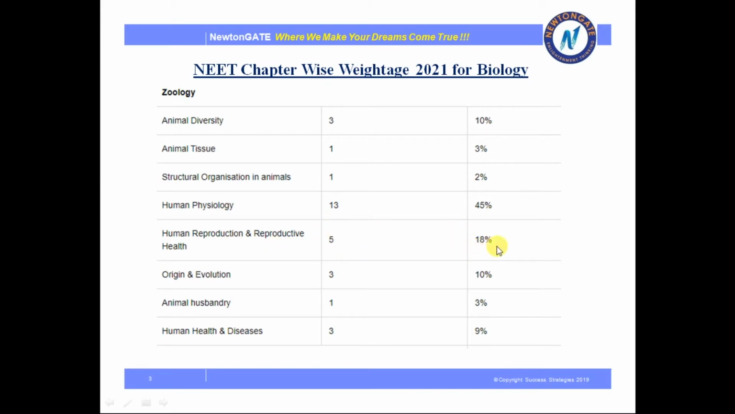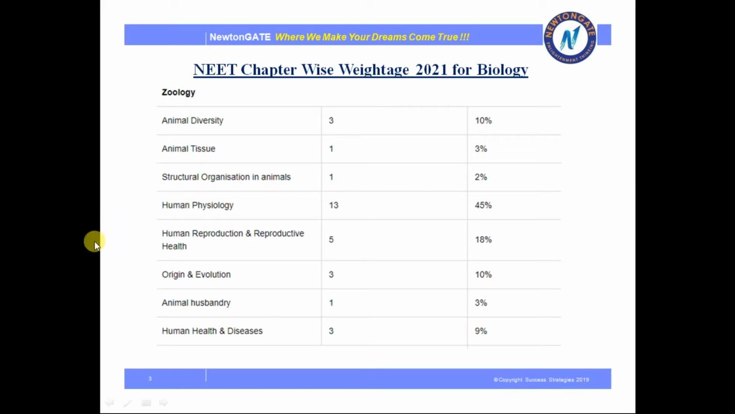weightage 18%. Origin and evolution: questions asked 3, weightage 10%. Animal husbandry: questions asked 1, weightage 3%. Human health and disease: questions asked 3, weightage 9%. So, in the zoology portion, the maximum weightage is carried by the chapter human physiology.